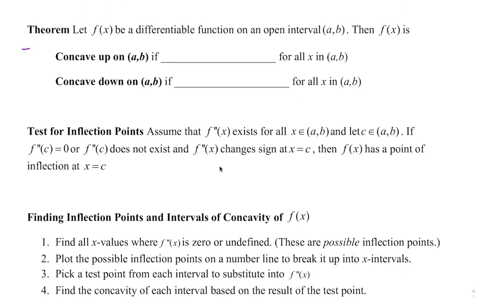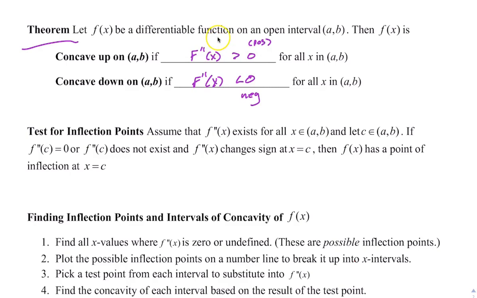Theorem. Let f of x be a differentiable function on the interval (a, b), then f of x is concave up if the second derivative is greater than 0, positive. So this relates the concavity to the second derivative. Concave up is a lot like when you do monotonicity, increasing, decreasing. Concave up is when the second derivative is greater than 0, and it's concave down when the second derivative is less than 0, or negative.